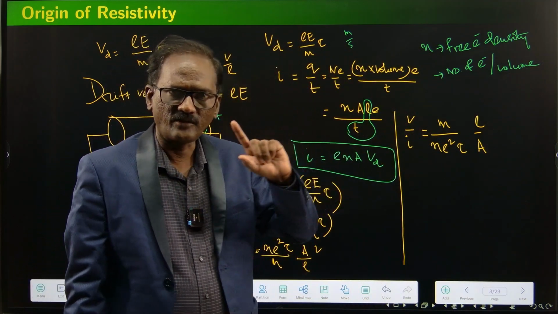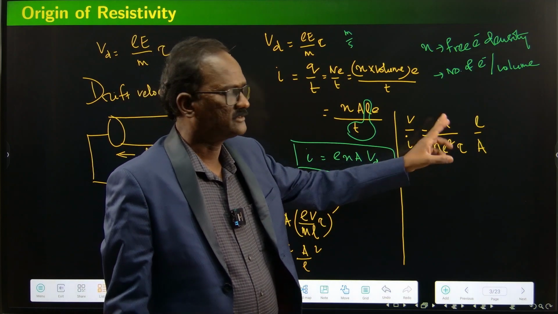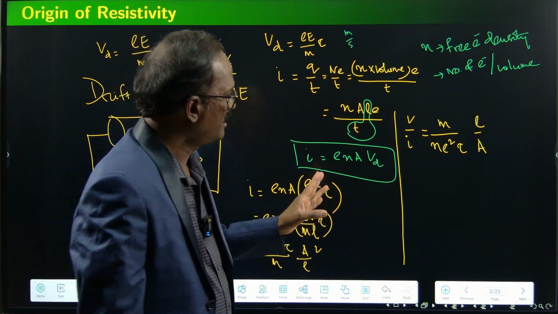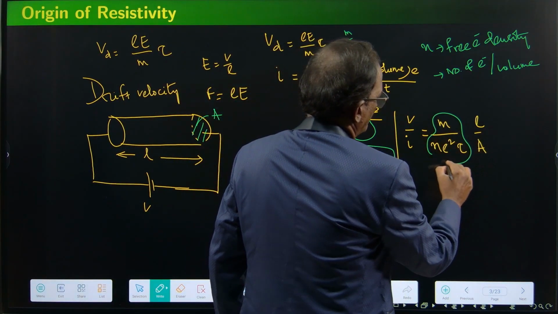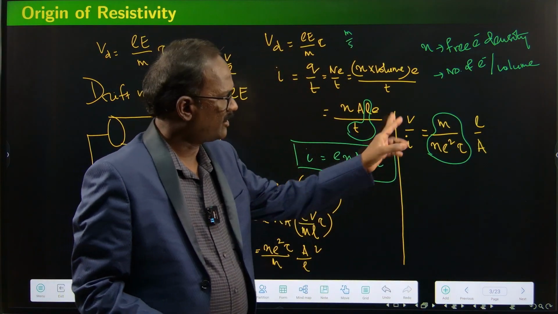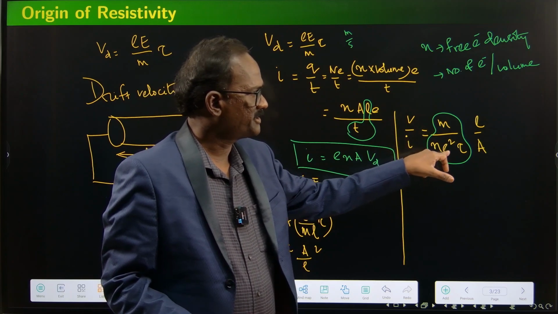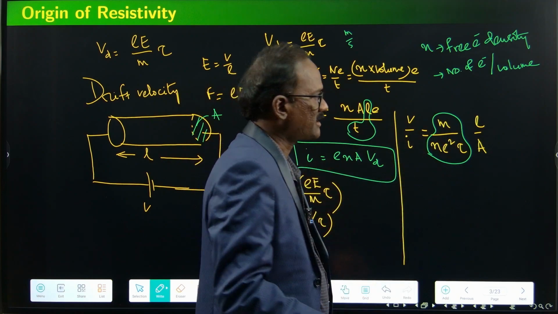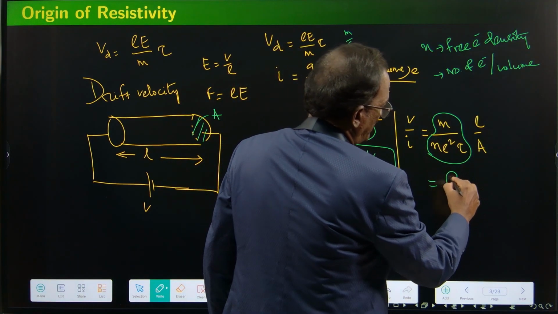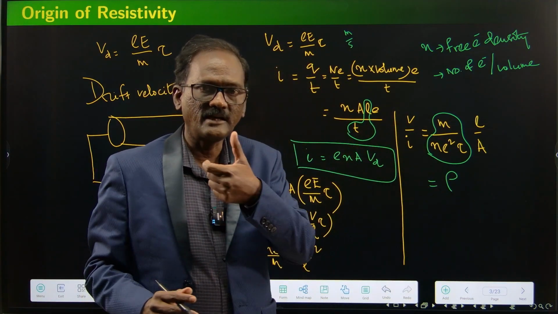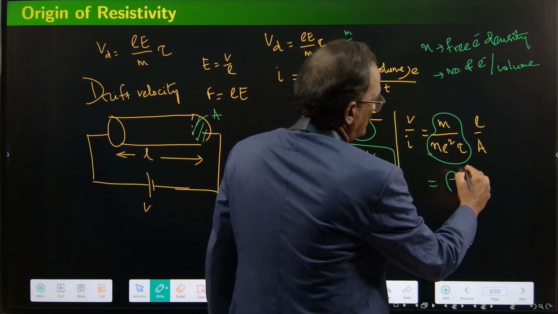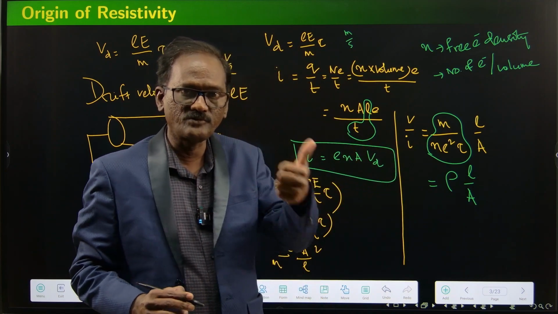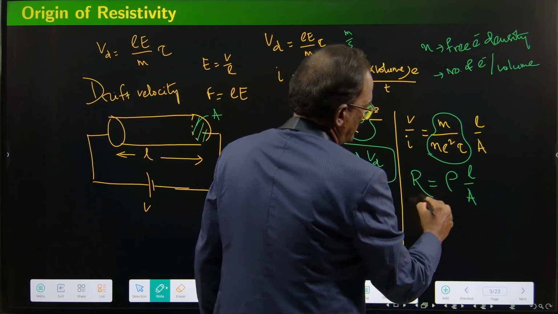So this is also constant for a given material. e is the charge, tau is the relaxation time. If we keep the temperature constant, relaxation time will also be a constant. So all these are constant: mass, free electron density, charge, tau. Only the variables are the dimensions, the length of the conductor and the cross-sectional area. So all these constants are made into a single constant, rho. Then L, then A. This ratio V by I, from Ohm's law, we will write as resistance, right?